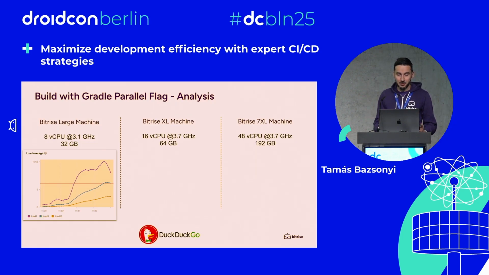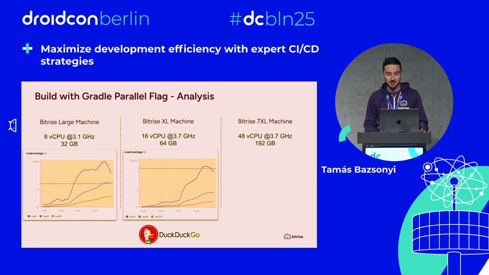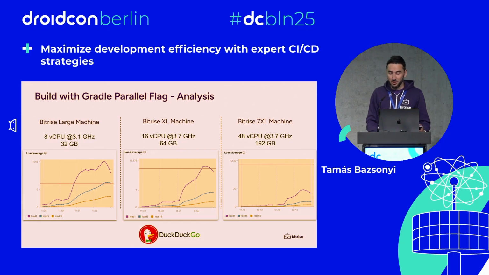And just to show you real quick how the executions looked on the different configurations. On the 8 CPU one, you can see that the load was quite heavy on the machine. On the 16 CPU one, it got much smoother. And on the largest one, it was pretty much an easy task for the execution.